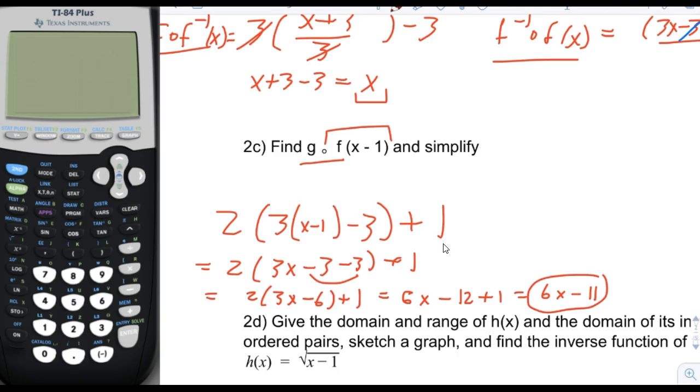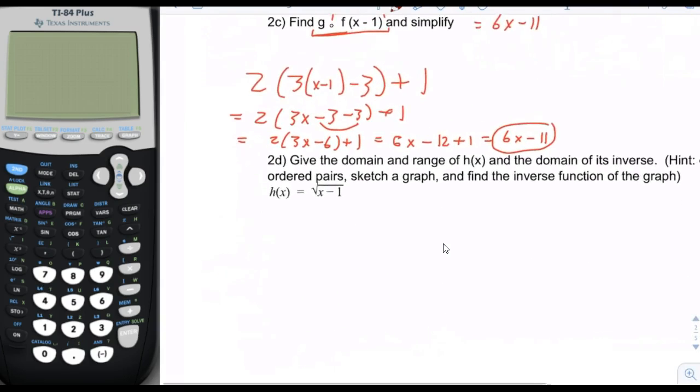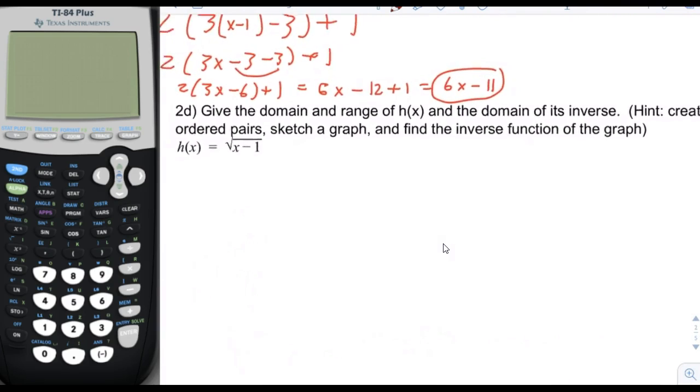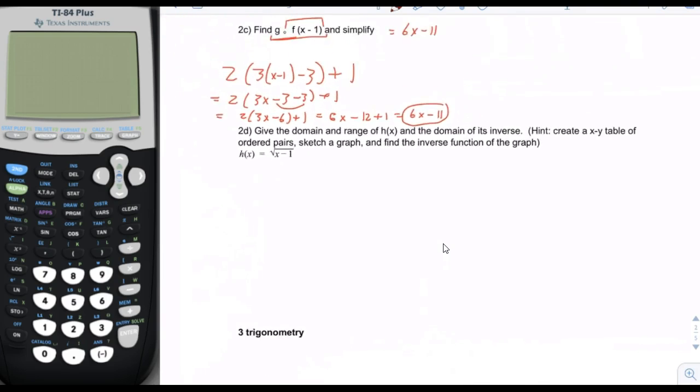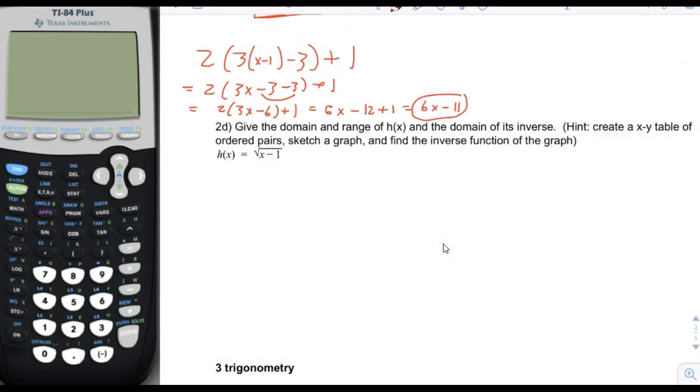Okay, so our function g follows f of x minus 1 happens to be 6x minus 11. Give the domain and range of h of x and the domain of its inverse. Okay, h of x is this here. Let's figure out what the domain and range are for this function.